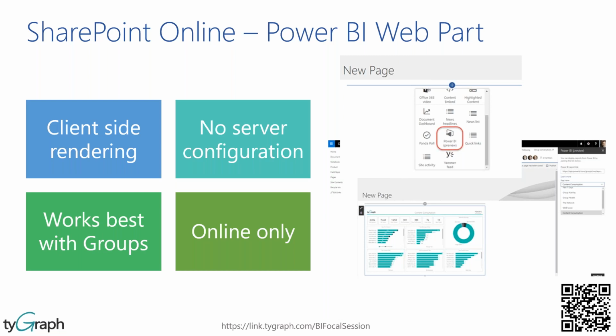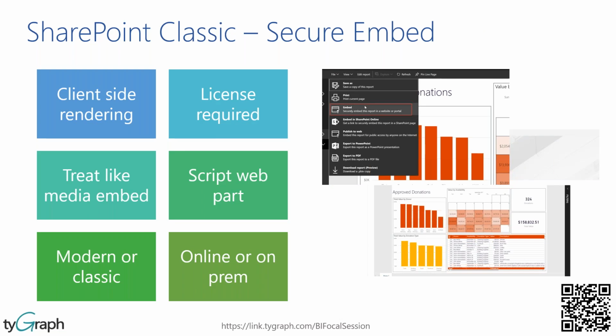All right. In Power BI, you can get a link to the report, and then you paste that link into the Power BI web part, and you are off to the races. It uses client-side rendering, which means you need a license, but it only works online, and it only works for modern pages. If you have a classic page in either SharePoint Online or SharePoint on premises, you can use Secure Embed. It's another way to share a report in Power BI. It's not as single sign-on focused, but if you're signed into Power BI, you won't get prompted a ton for authentication. It works really well, and you can use it not just with classic SharePoint pages, but with WordPress or things of that nature.